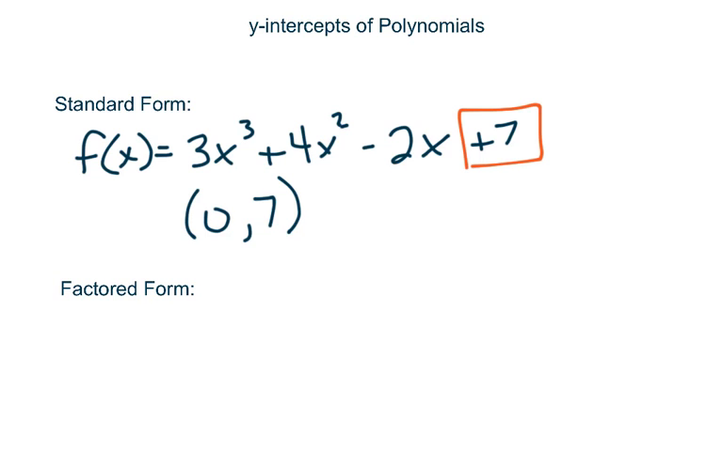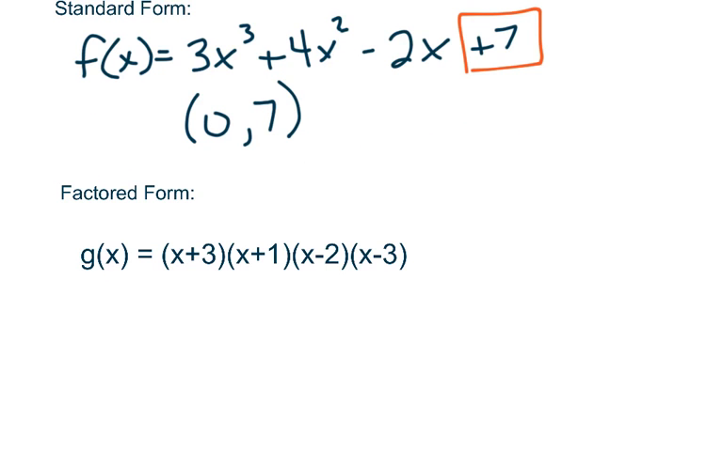Let's look at factored form, though. What's the difference? In factored form, here's g of x equals (x + 3)(x + 1)(x - 2)(x - 3). Well, we would need to be able to put it in standard form before we could just pull that number out. But we don't want to have to go to all of that work because we've got 4 binomials going here. We would be able to distribute all that and put it in standard form, but we know from up here that we're only concerned about this last number, the constant.